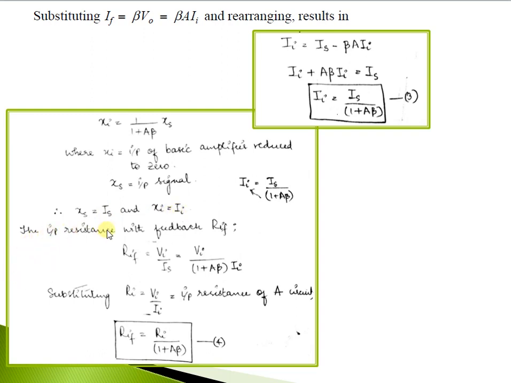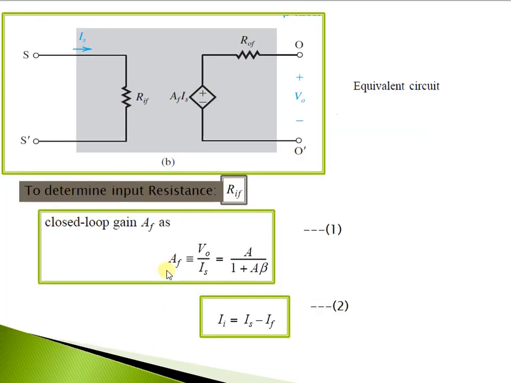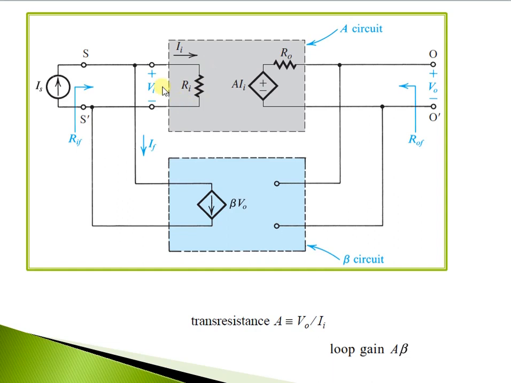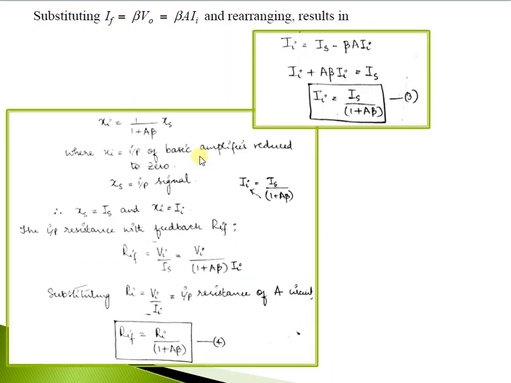If I want to compute the input resistance with feedback, I write the equation as Vi divided by Is. Vi will remain as it is. Is is obtained by rearranging equation number 3, that is 1 plus A beta into Ii. Substituting Ri equal to Vi by Ii, which is the input resistance of the A circuit, I have Rif equal to Ri divided by 1 plus A beta, denoted as equation number 4.